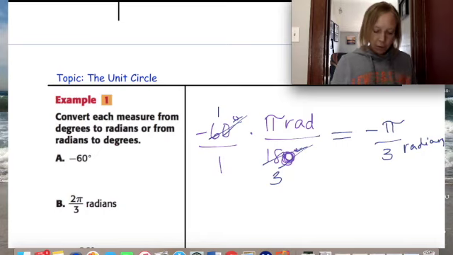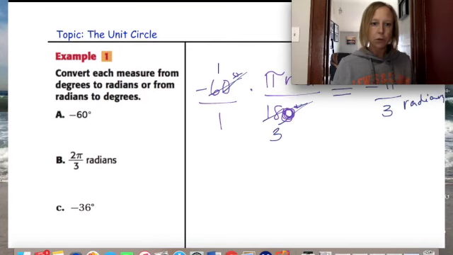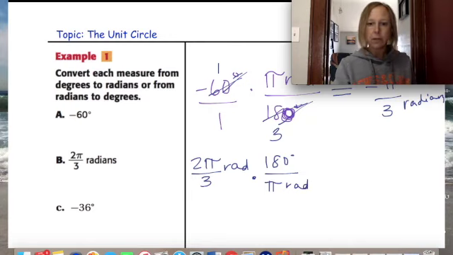All right, let's do another conversion. This time we'll convert 2 pi over 3 radians into degrees. So 2 pi divided by 3 radians. And we want our final answer to be in degrees, so we're going to put the degrees in our numerator. And there's our conversion factor. 180 degrees is pi radians. Notice those units of radians cancel.